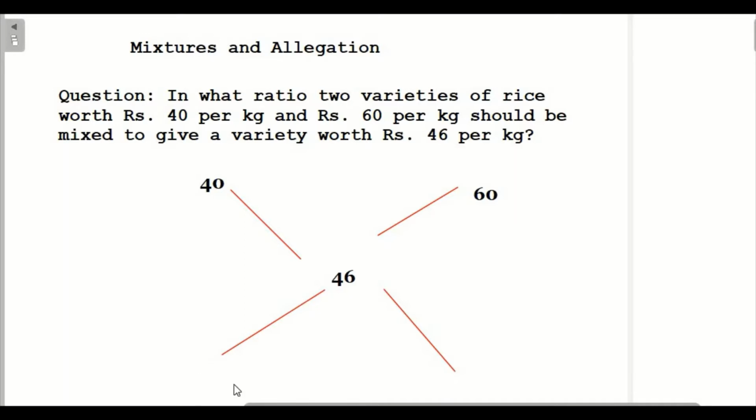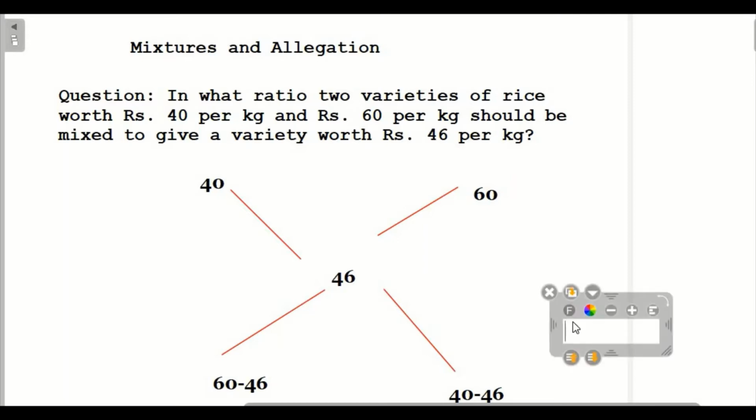So what we are going to do is get the approximation. So we have to cross it. So 60 minus 46. The second thing is 40 minus 46. Okay, so you have got our answer. 60 minus 46 is 14, and 40 minus 46 gives 6, so 14 is to 6.